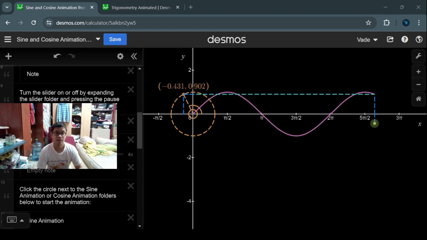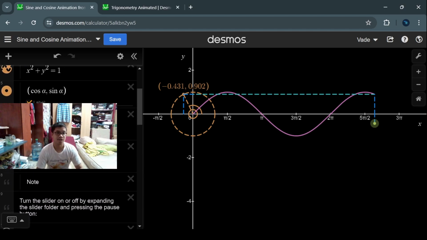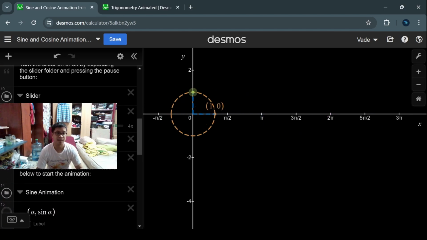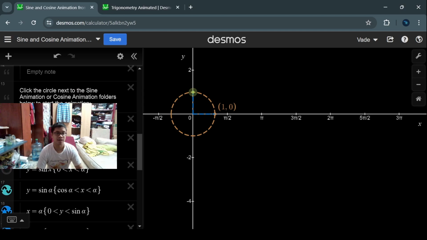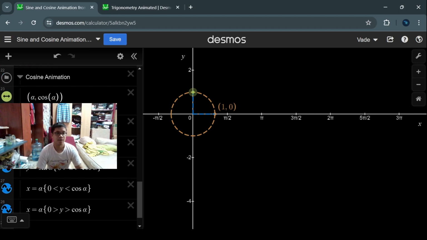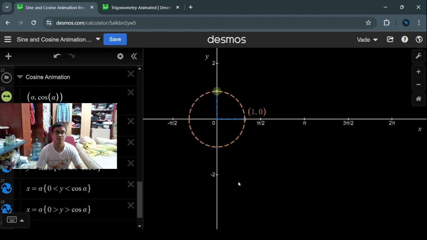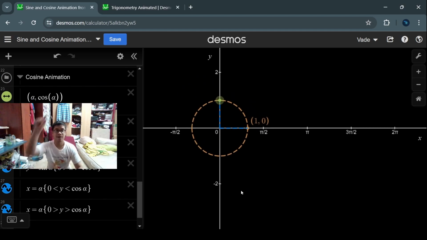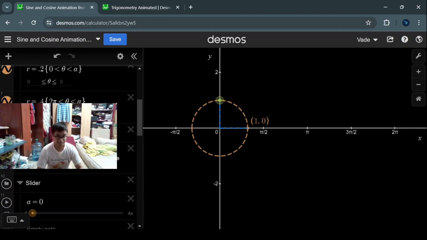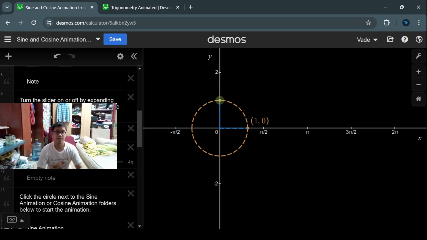Now, how about for cosine? For cosine, let me go back again to the very beginning. Let me not include the graph of the sine. Now, take a look at the cosine. Remember that in the graph, it always starts at exactly 1. Since at that moment where your radius is at 0, your coordinates are 1 and 0. That means cosine of 0 degrees is exactly 1, which is here on the top.